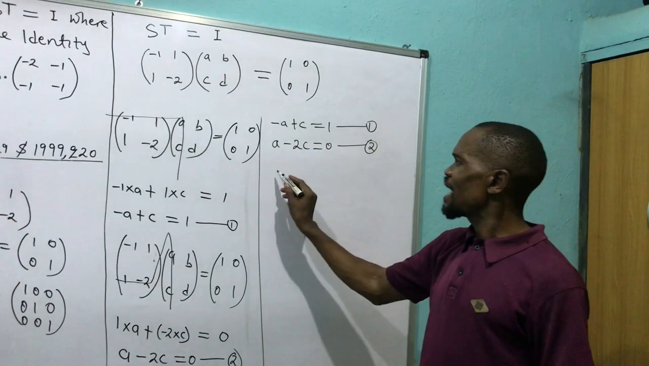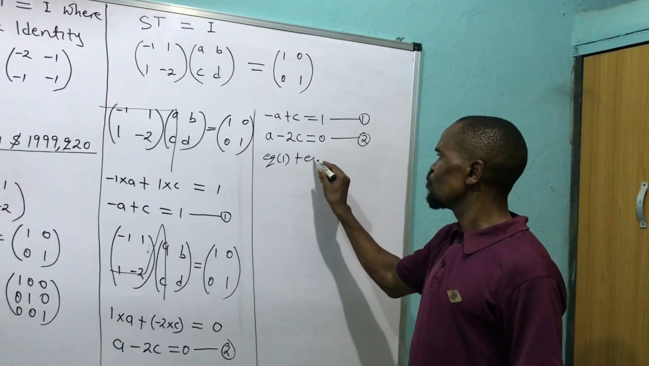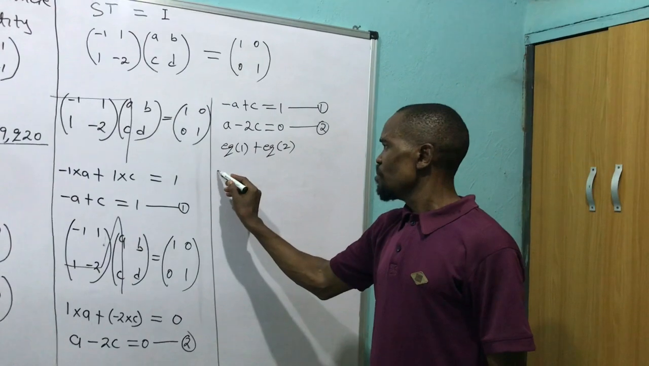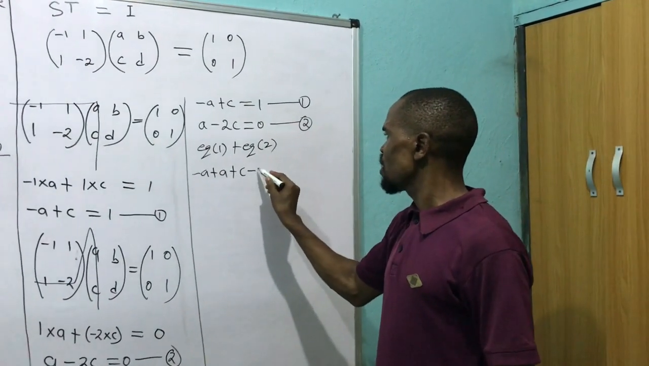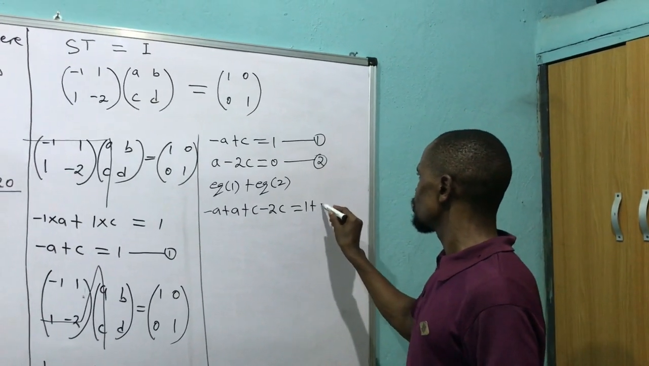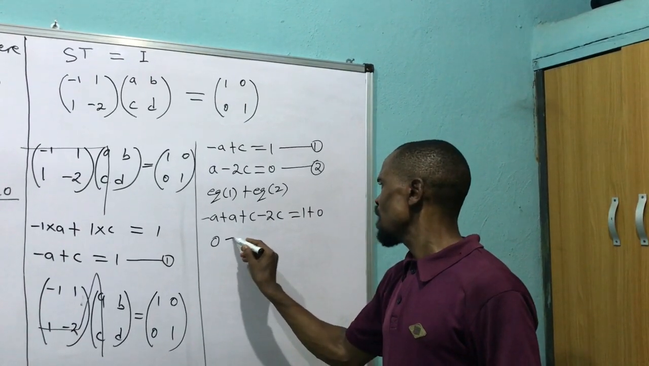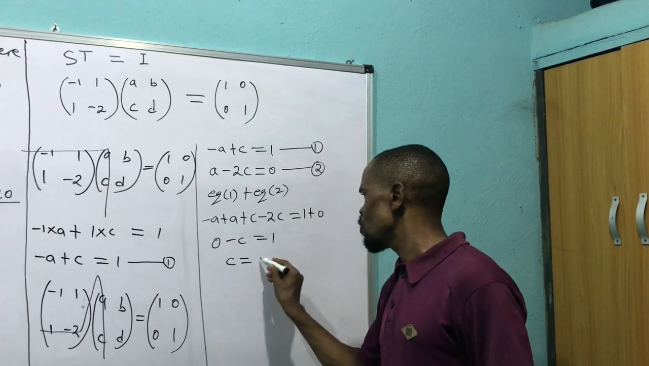These two equations, I can add them: equation 1 plus equation 2. I will have minus A plus A, then plus C minus 2C is equal to 1 plus 0. This will be 0, and this will become minus C is equal to 1. Therefore, C is equal to minus 1.